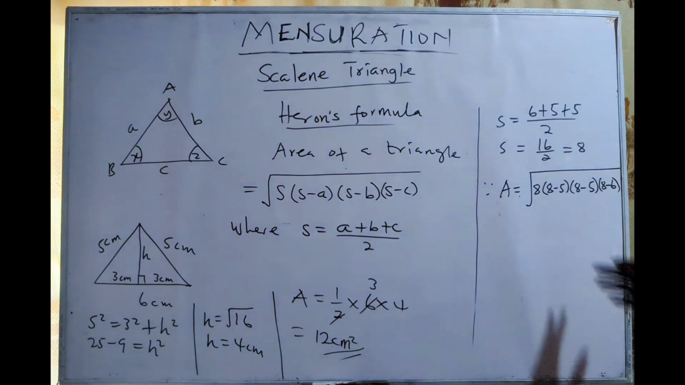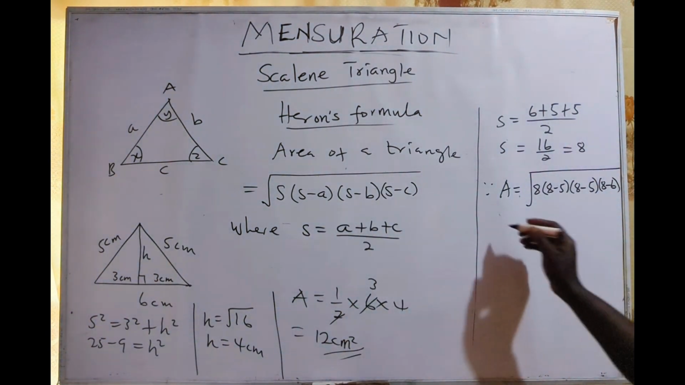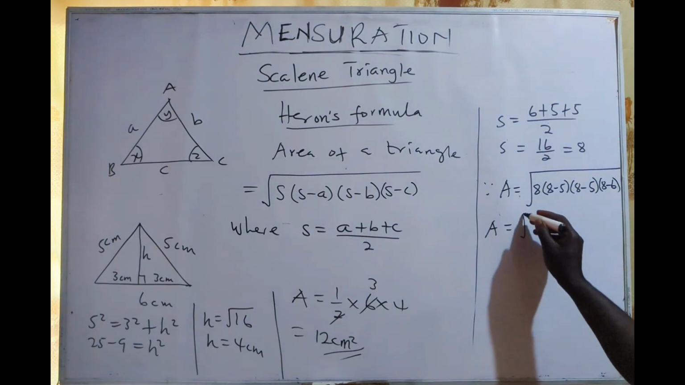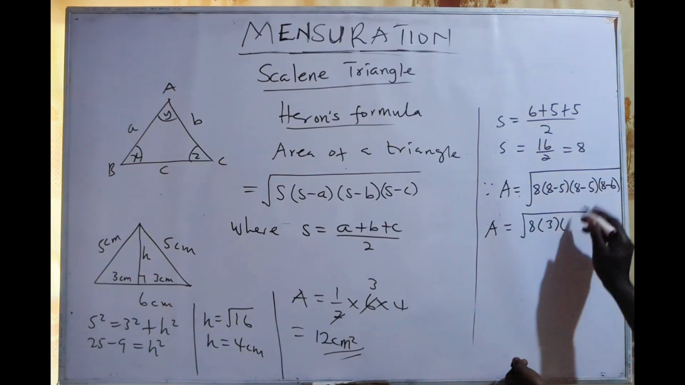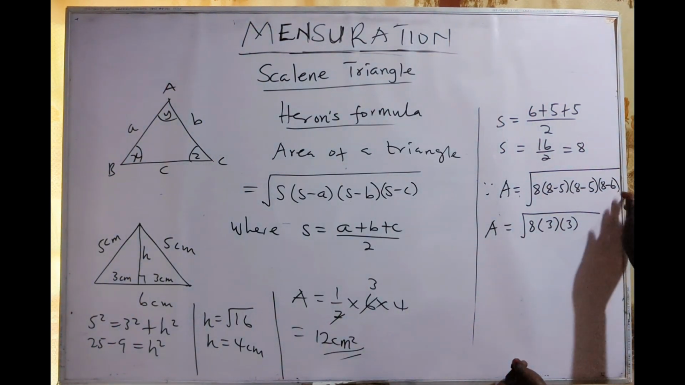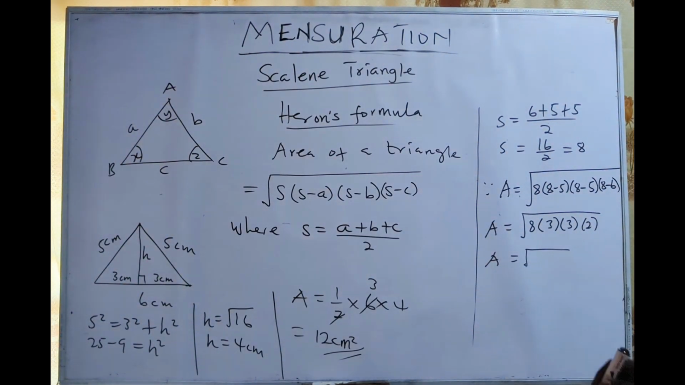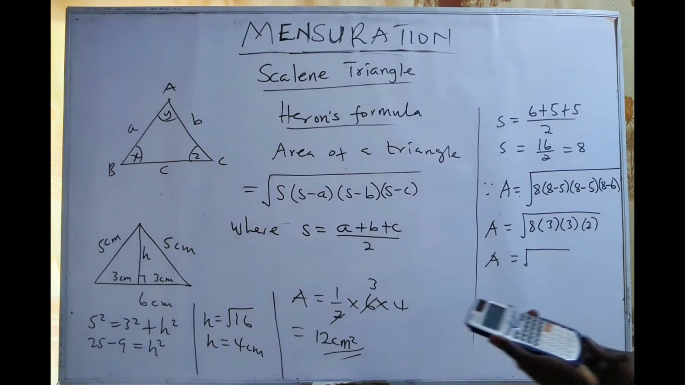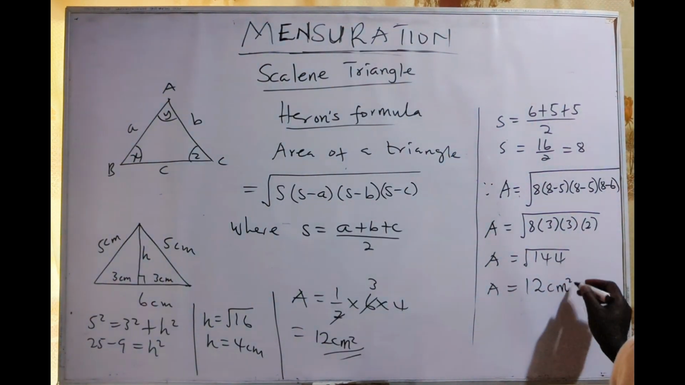Okay, so this is the dimension. The a, b, and c are the dimensions of the triangle. So 8 multiplied by 8 minus 5 gives me 3, 8 minus 5 gives me 3, and 8 minus 6 gives me 2. So my area is going to be the square root of 8 times 3 times 3 times 2. Let me check: 8 times 3 times 3 times 2 gives me 144. And what is the square root of 144? That is 12. So 12 centimeters.